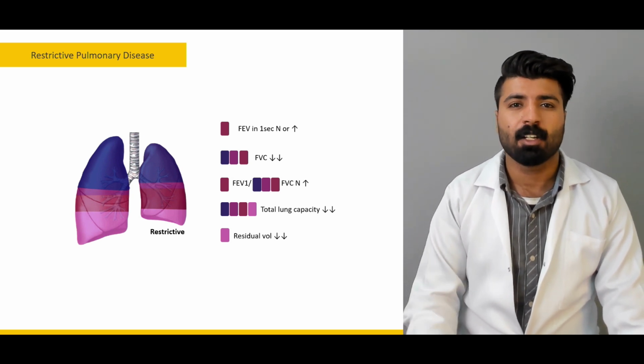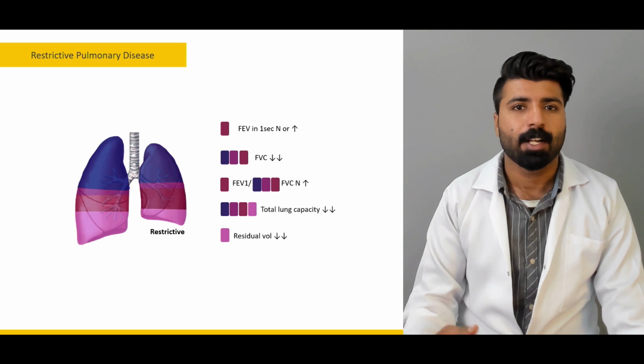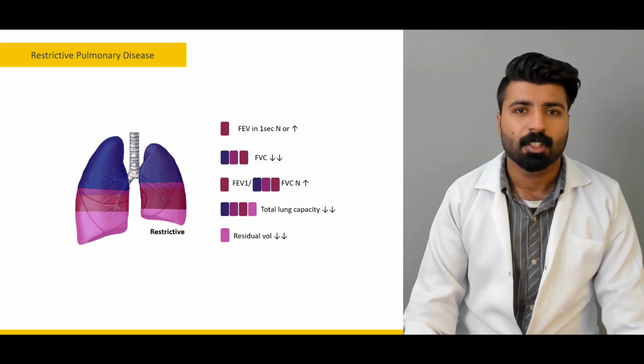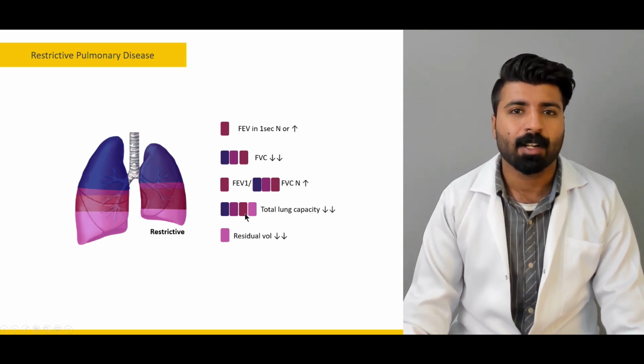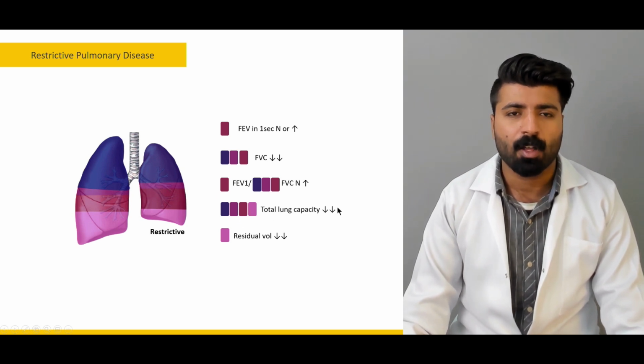At that capacity, the lungs are holding 7 liters of air. It cannot exceed that. So this is called total lung capacity. First of all, I'm going to tell you about the terms, and then I'm going to tell you how they are affected in this condition.